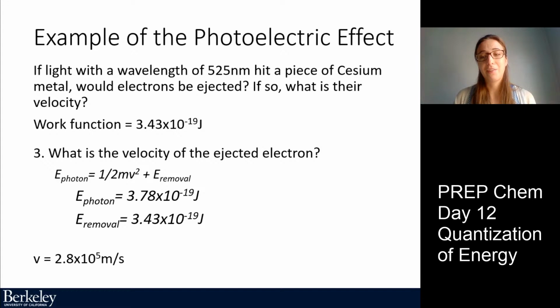So we had calculated all of these things previously, so we know that the energy of our incoming photon stream is 3.78 times 10 to the minus 19th joules, and that the work function gives us the energy required to remove the photoelectron, and that's equal to 3.43 times 10 to the minus 19th joules. So you can do some algebra and rearranging, which I haven't shown here, but that would give you a velocity of 2.8 times 10 to the 5th meters per second.